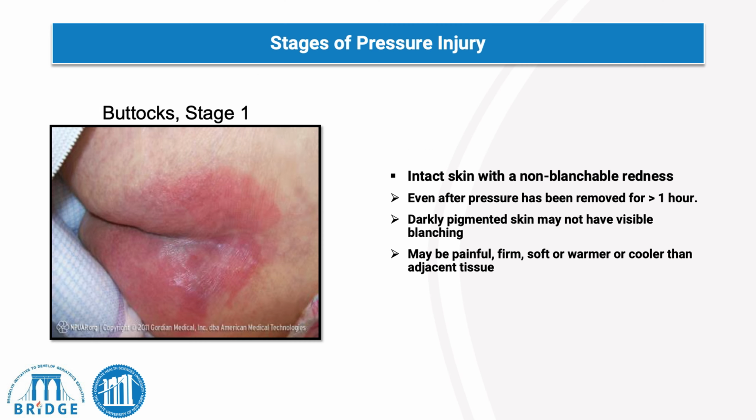So the following is an image of a stage 1 buttocks pressure injury. This is characterized by skin with a non-blanchable redness, and the non-blanchable redness remains even after an hour when the pressure is removed. It's important to note also that darkly pigmented skin may not have a visible blanching lesion. In addition, this stage 1 pressure injury may be painful, it may be firm, it may be red, and the temperature is different than the surrounding area of normal tissue.